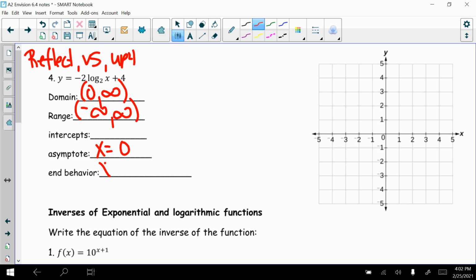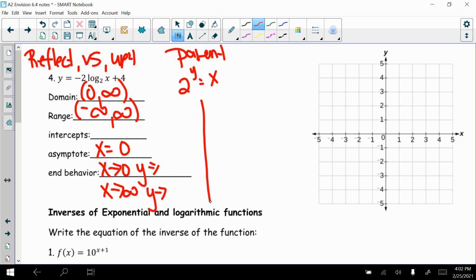My end behavior, as x approaches 0, and as x approaches infinity, we're going to talk about that in a minute. So let's look at our parent. So our parent is 2 to the y equals x. So -2, -1, 0, 1, and 2. So this is 1/4, 1/2, 1, 2, and 4. Go ahead and put our asymptote in over here.